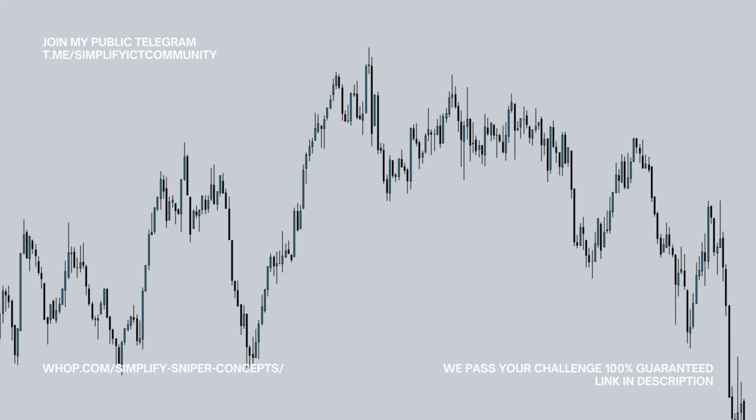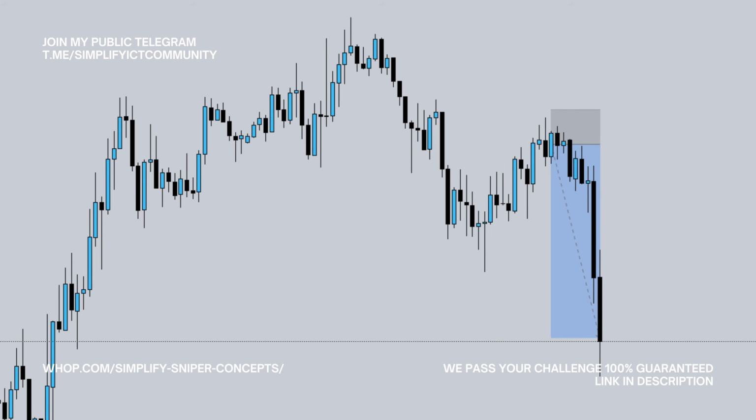Here's a quick breakdown. Look for a strong impulsive move, mark the gap between two candles, and wait for price to retrace into that zone. But let's break it down with an example. On Friday, I spotted a fair value gap in the middle of a downtrend.